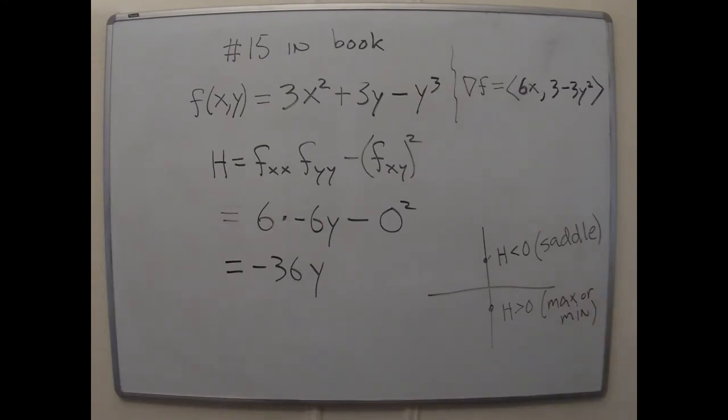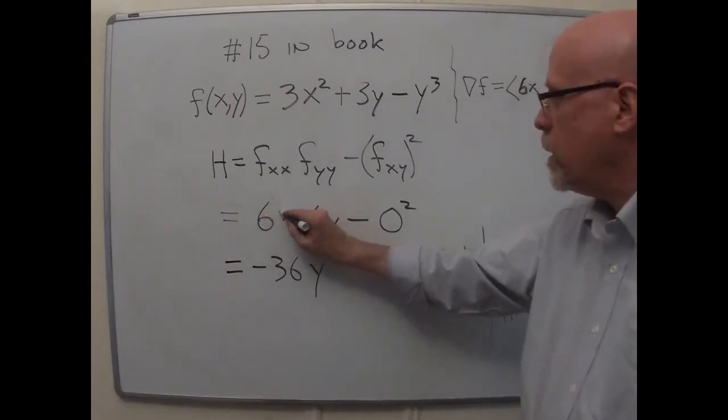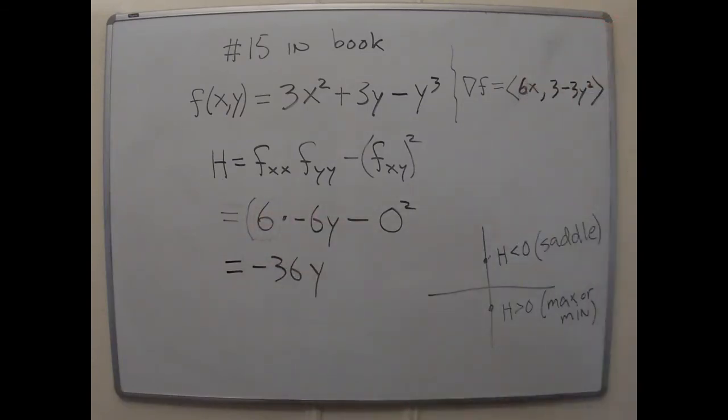So to finally figure out whether it's a max or a min, we check the sign of f double x. Well, that was in here. Yeah, right there. It's a 6. So since f double x is also positive, that means in the x direction we're curved upward. Oh, and we're at a min.